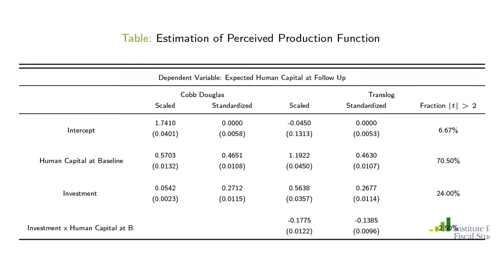When we did this in Philadelphia, the same thing happened. So parents believed that the impact of investment on human capital formation was way lower than the estimate, but not by a factor of 3, more like a factor of 2. It's way, way lower. And it doesn't seem that the intervention actually did anything to change this.